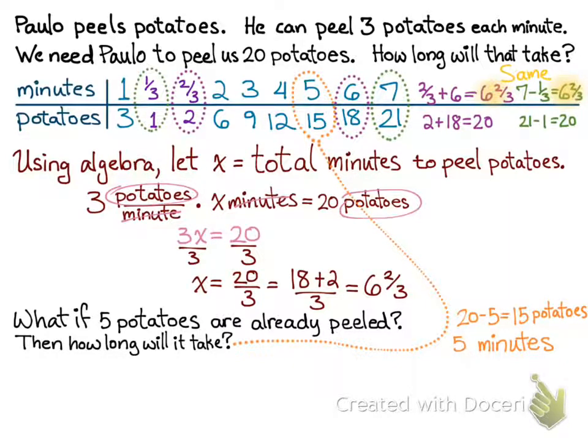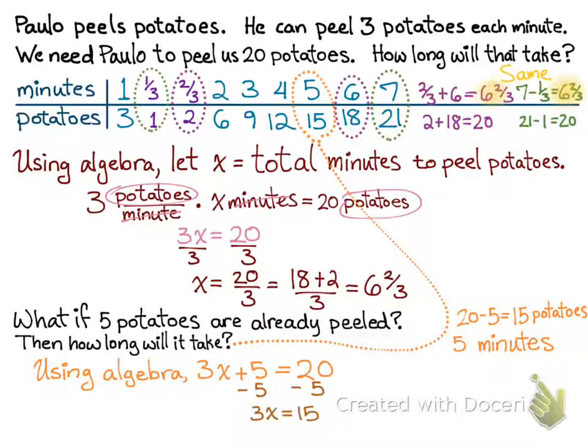But if we want to solve this as an algebra problem, then we write 3x plus 5 equals 20. We subtract 5 from both sides of the equation, and we get 3x equals 15. Notice it's the same 15 we got before. Now if we divide both sides by 3, we get x equals 5, which was the same answer that we got when we solved the problem using the table.